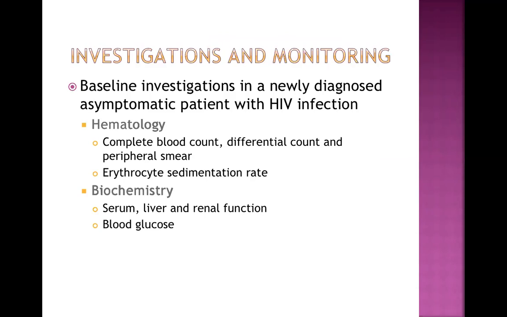Some of the baseline investigations in a newly diagnosed asymptomatic patient with HIV infection always start with blood investigation, like complete blood count or CBC, differential count and peripheral smear are part of that, and ESR. That is a routine type of investigation. Regarding the biochemical tests, serum liver and renal function tests as well as blood glucose analysis should be done. These are also considered the routine baseline investigations.